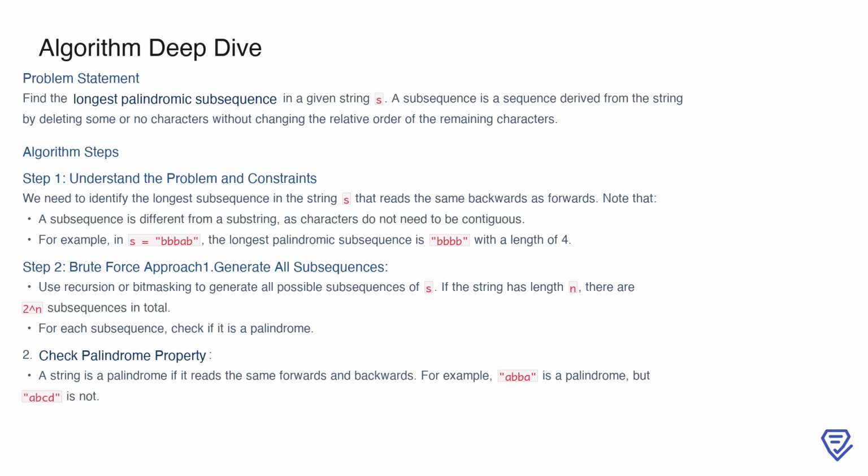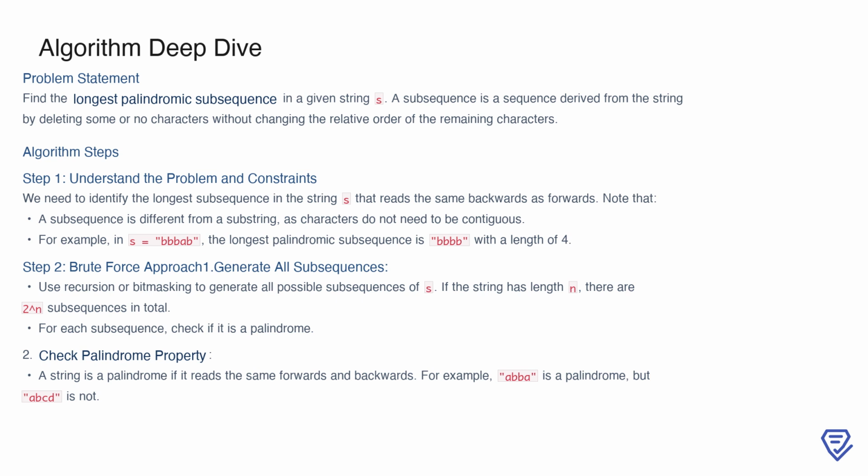To approach this, the first step is to deeply understand the problem and constraints. We know that a subsequence is a sequence derived by deleting some or no characters while maintaining order, and a palindrome reads the same forwards and backwards. A naive way to solve this is to generate all possible subsequences using recursion or bit masking, which, for a string of length n, results in 2^n subsequences.